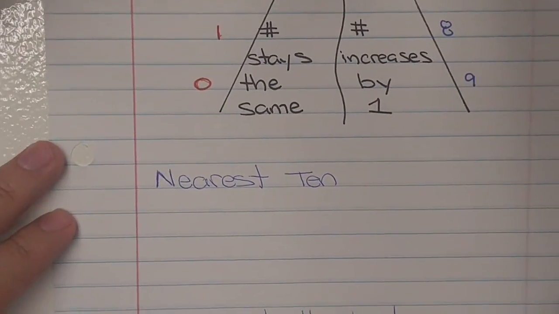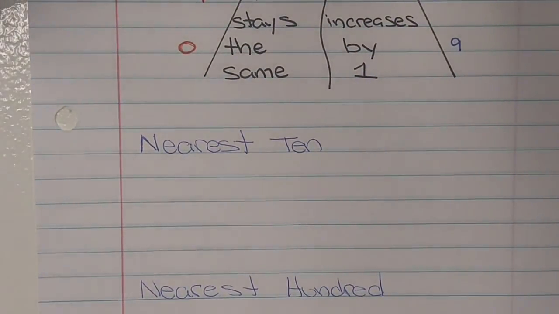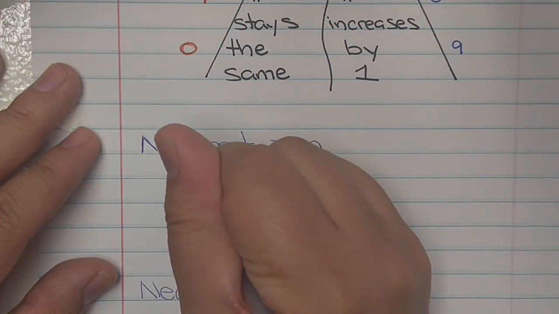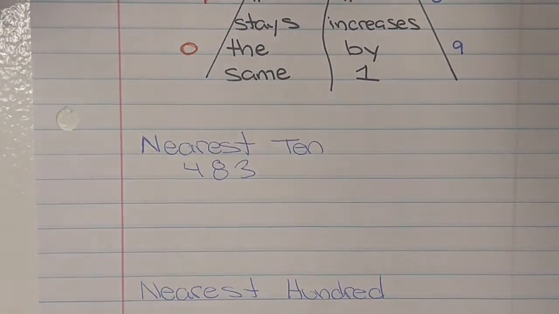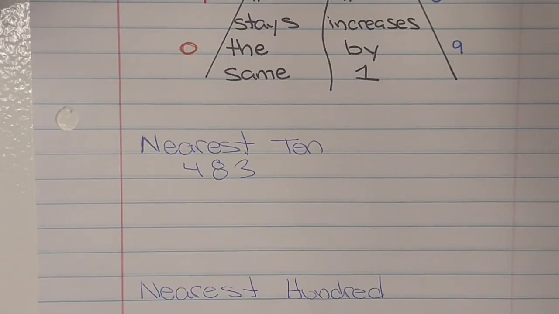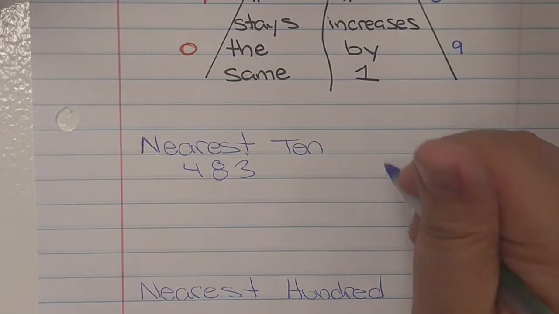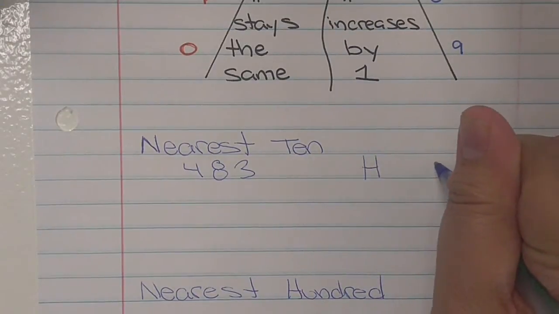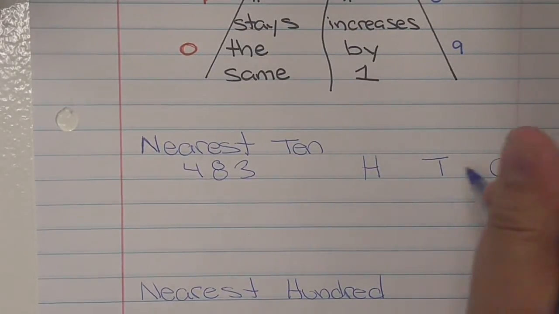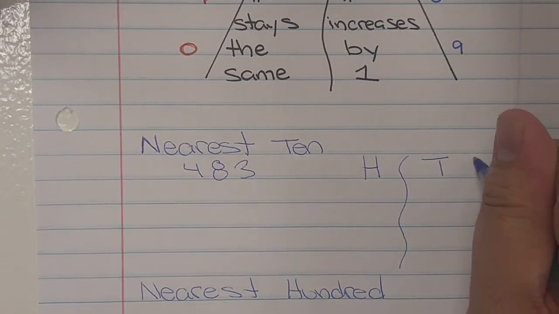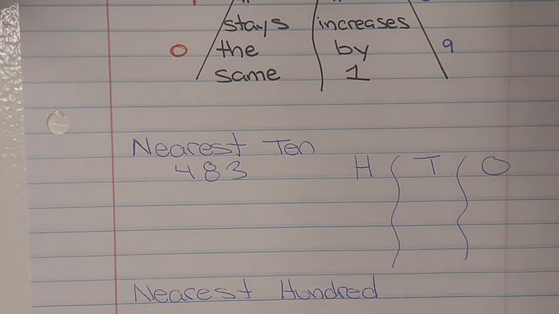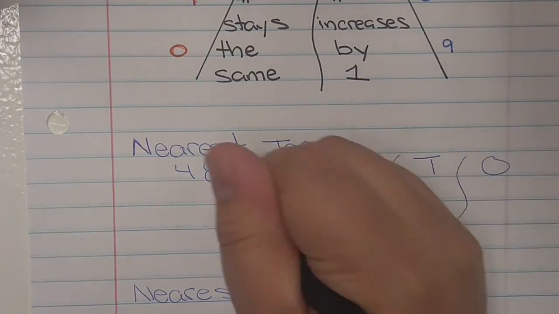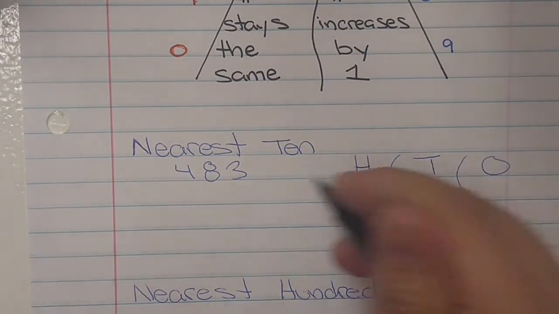First off, we have a question that's going to ask us to round to the nearest 10. And in this case, let's just say the number is 483. The first thing I want to do is make a place value chart. Because this goes out to the 100, I'm just going to do a value chart for hundreds, tens, and ones. And then I'm going to make sure I input my values correctly. So I know that I have 4 hundreds, 8 tens, and 3 ones.